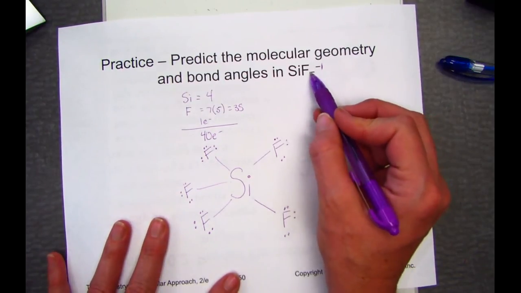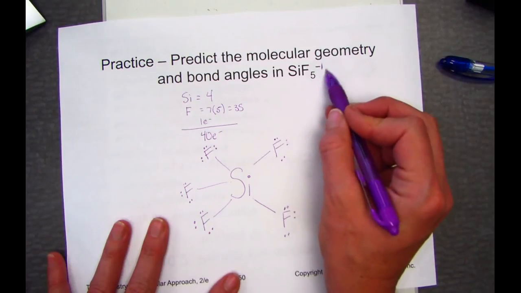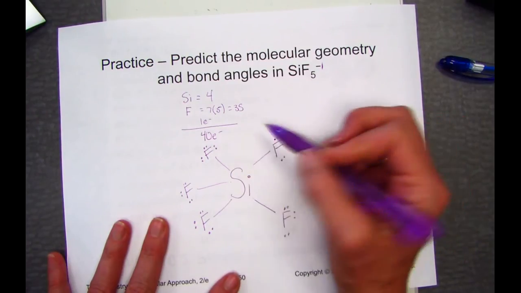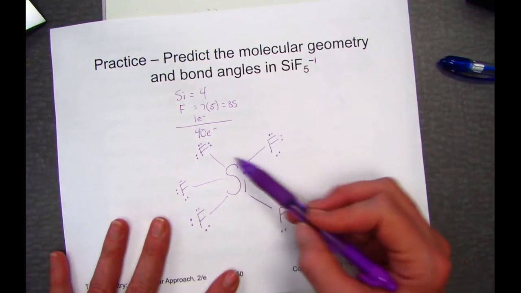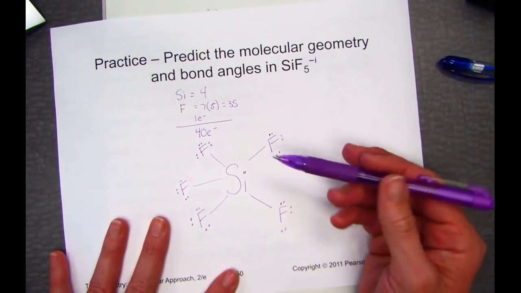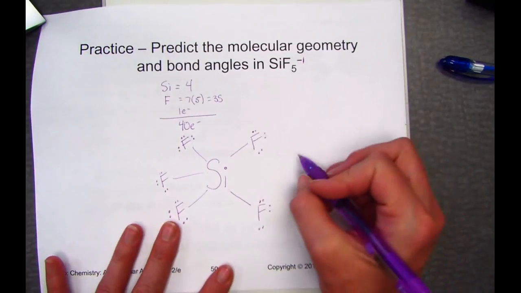Silicon pentafluoride with a minus one. That minus one says you get one extra electron to place in, so that's where I totaled up 40. We expanded the octet to create bonding positions for all five fluorines. Now it's as simple as reading the chart.